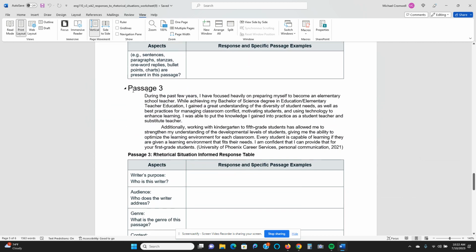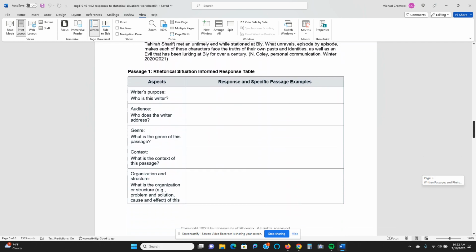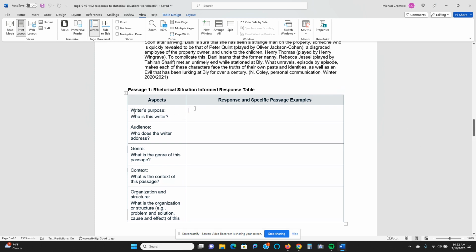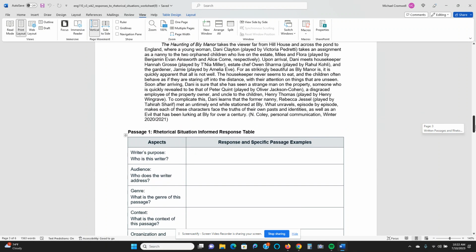Here's passage 3. Okay, passage 3. And for each one, beneath them, you're going to have to fill out information in these boxes in here. In the left margin, it says, what's the purpose? What's the writer's purpose? And then who is the writer? So you're going to answer that in here. And these will be your best guesses, okay?